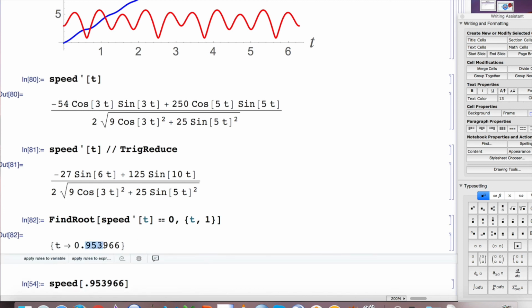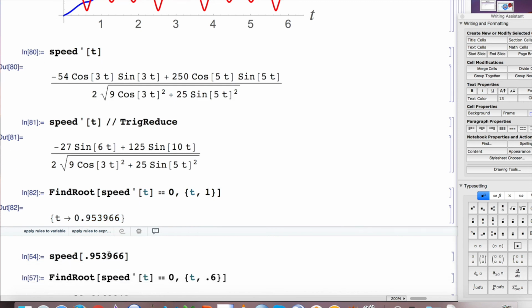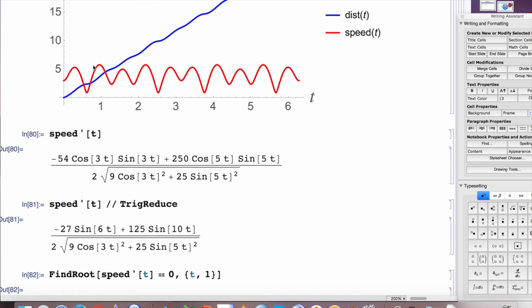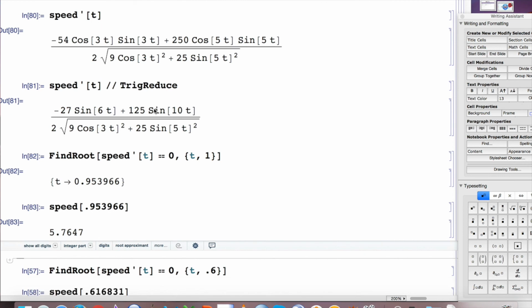t equals 0.953966 is the value of t where you have this high point up there. And the speed there is approximately 5.76. That is the max height here. 5.76 units of distance per unit of time.